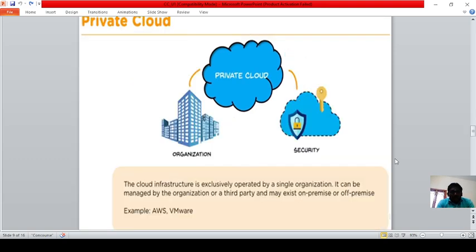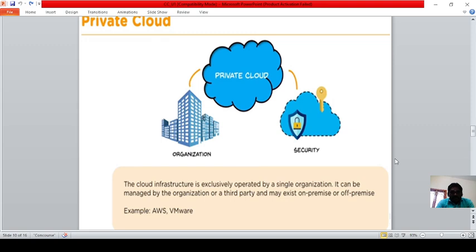Another one, private cloud. Private cloud is nothing but a cloud formed for only a single organization. In that organization, people can access the services with some restrictions. The organization's people can access the private cloud based on username and password, so based on some security concepts, they are accessing. Any third party person cannot access these private clouds. The cloud infrastructure is exclusively operated by a single organization. It can be managed by the organization or a third party and may exist on premise or off premise.